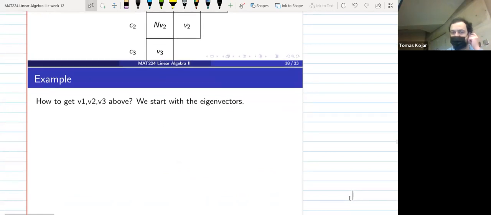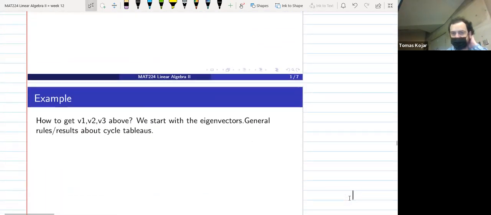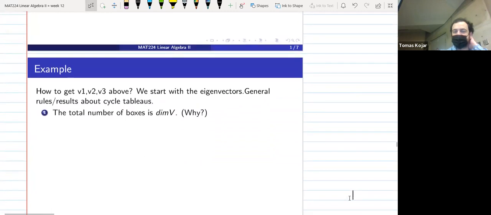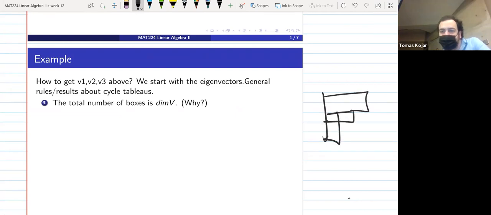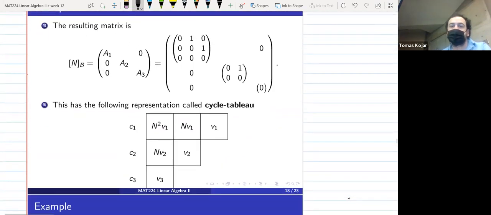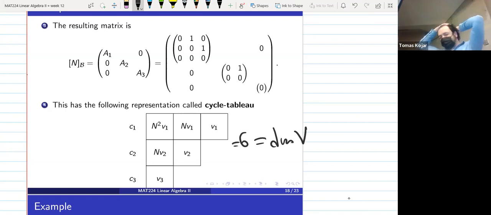Okay, so I gave you the vectors, so we talked about that stuff. So here's some general results. The total number of boxes in that picture, if you count it, is 6, which is the dimension of V, okay? And how would you see this? Well, because this is a basis.